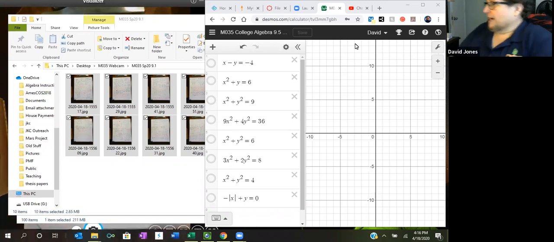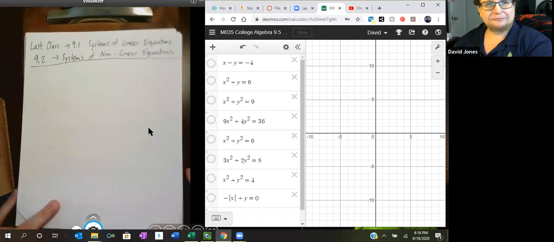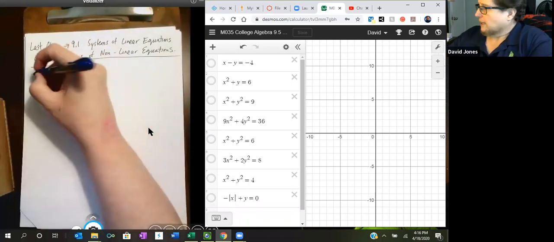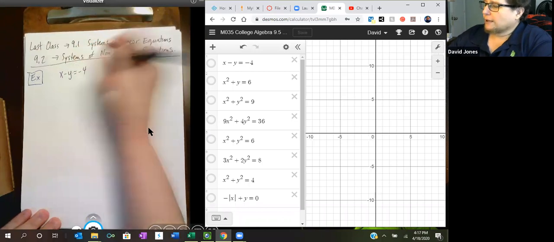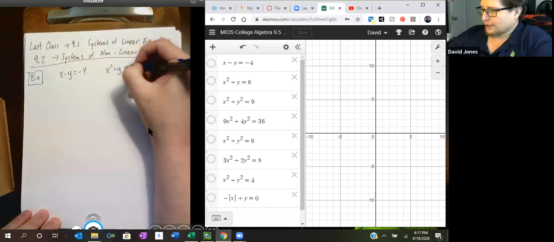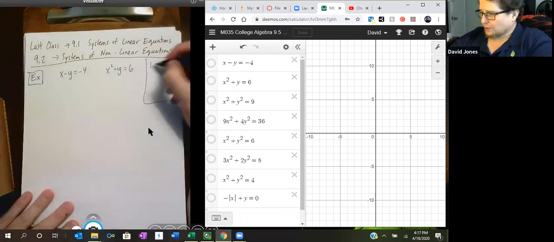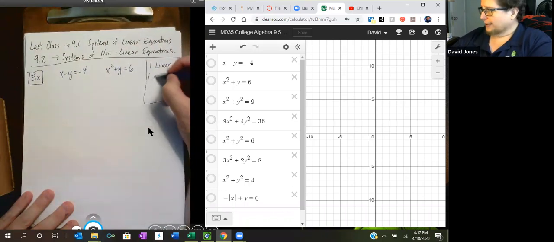So the easiest way to just dive into this is to give an example. Okay, so our example. We're going to start off with x minus y equals -4 and x squared plus y equals 6. You'll notice the first one is a line, so we've got one linear equation. The x squared makes it not linear though, so one nonlinear.